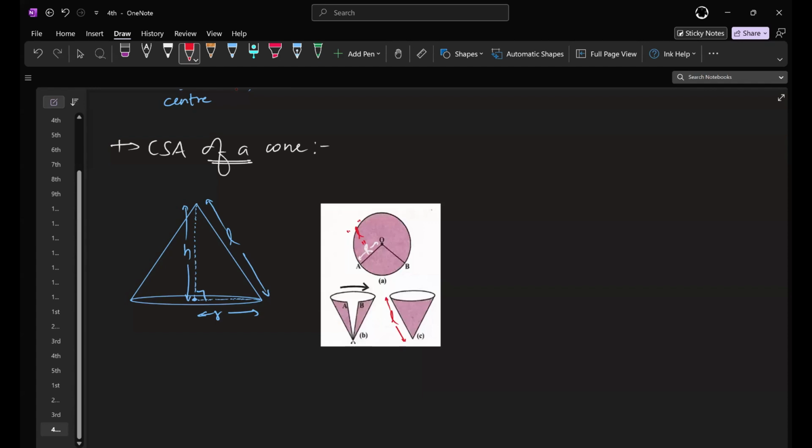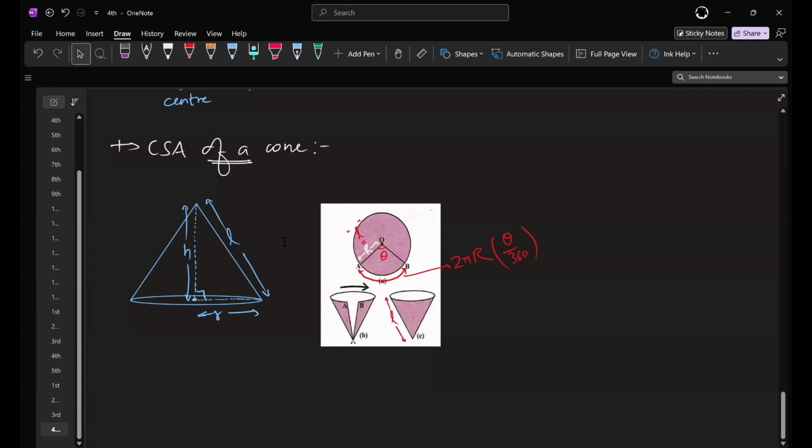And this length is what? AB is what? This length, the length of an arc. What is the length of an arc formula? 2 pi R and theta over 360. This is 2 pi R theta over 360, where theta is this angle, right? Okay.